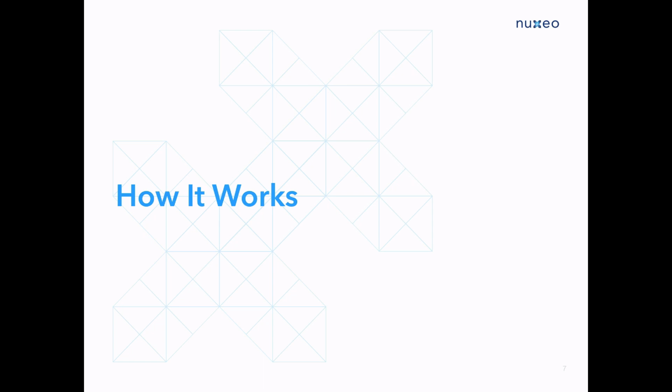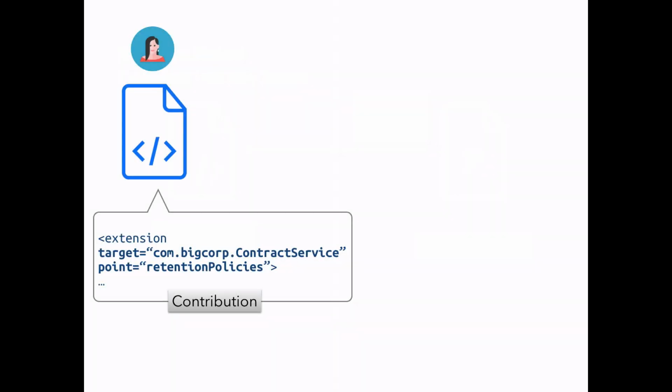Here's how it works. A developer writes an XML file specifying that it should provide configuration to a specific extension point of a given service. We call it a contribution. The developer also references this contribution in the bundle's manifest so that it's deployed during startup.